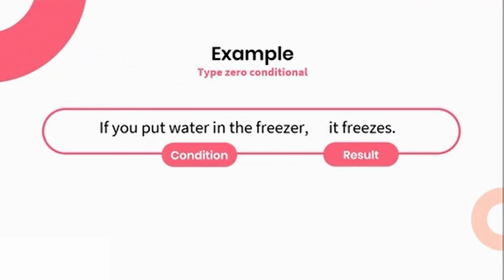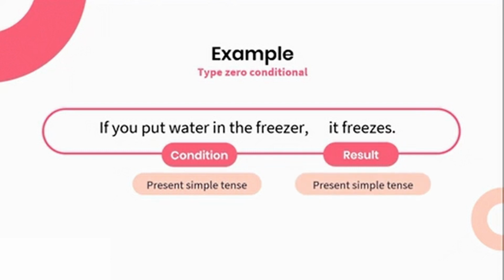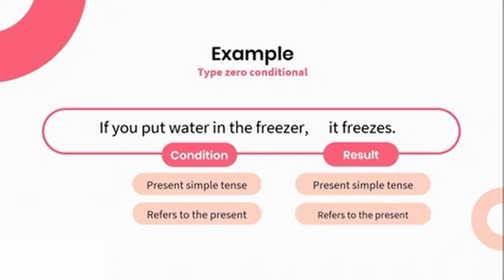Let's start by looking at the type 0 conditional sentence. This is the example we used in lesson 1. If you put water in the freezer, it freezes. The condition is in present simple tense, and the result is also in present simple tense. And in reality, they both refer to the present.